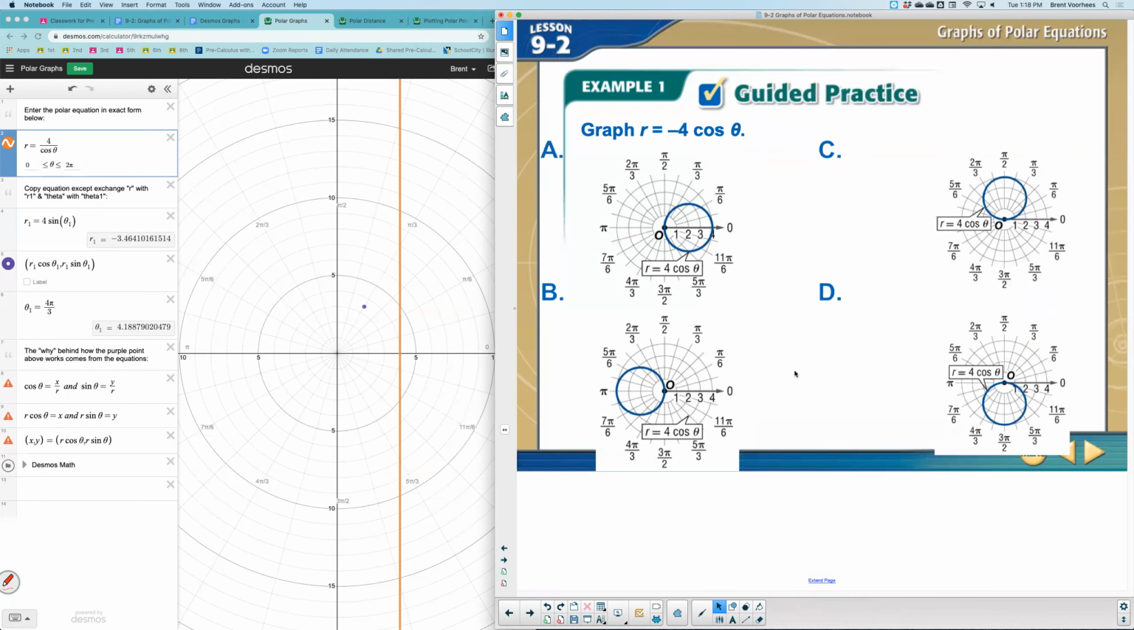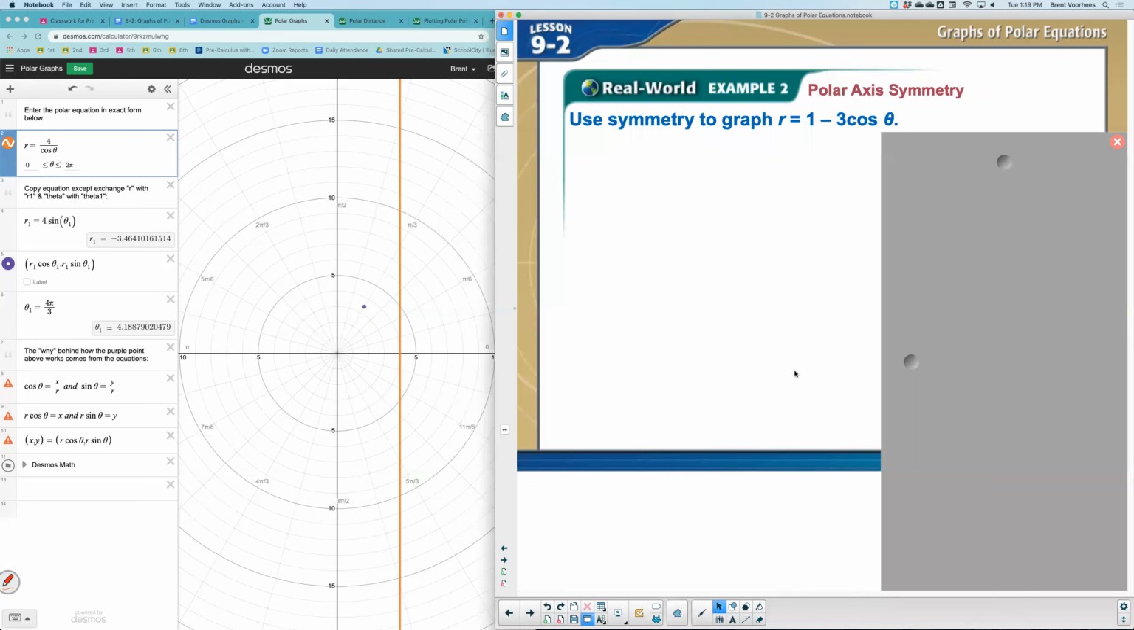All right, so now I want to give you your first DOL. I'll let you graph r equals -4 cosine theta and see which graph appears to be correct. All right, let's move on to example 2 now. It says use symmetry to graph r equals 1 minus 3 cosine theta.